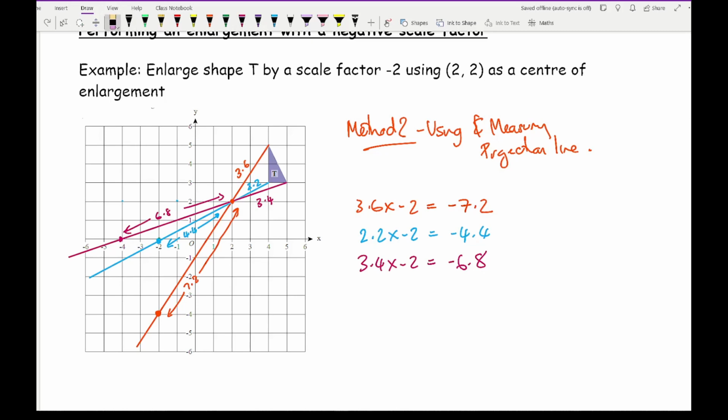And then I've got my 3 points, and with my 3 points, all I then need to do is join those points up, and hopefully it should represent an enlargement with the scale factor stated from the centre of enlargement, which is just there. So there's two methods you can choose, whichever floats your boat.